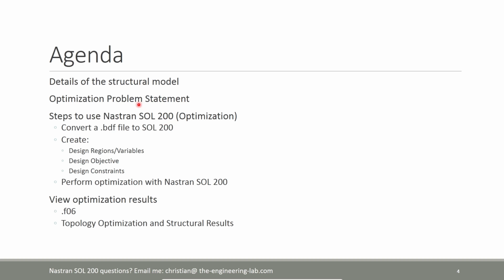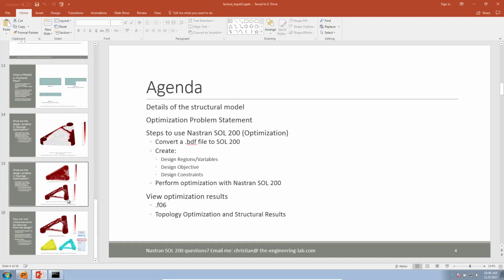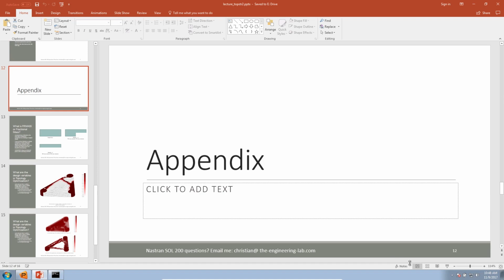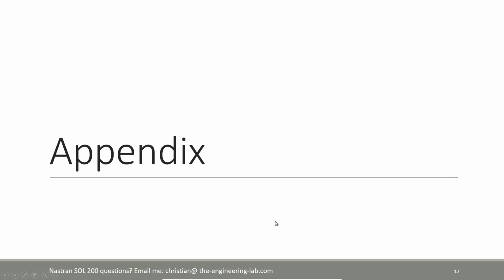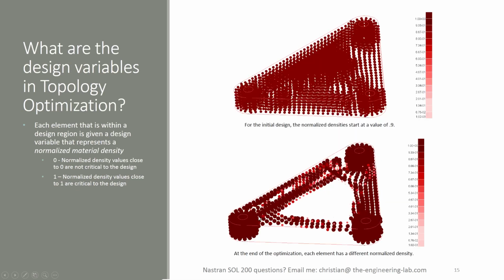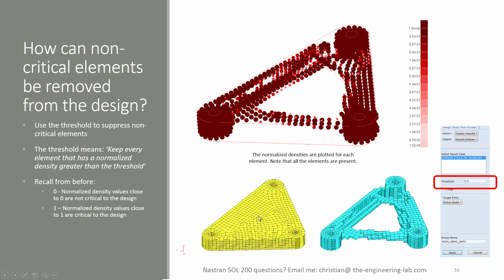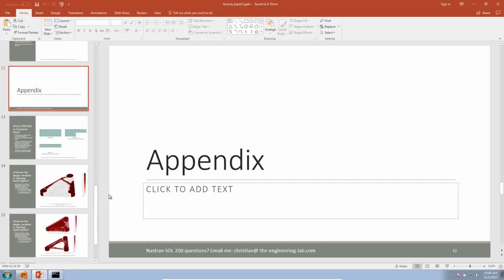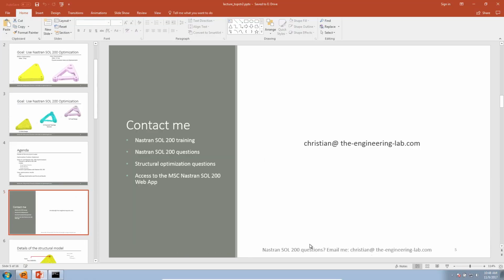So what are we covering today? I'm going to quickly cover the optimization problem statement. This is a summary of all the design variables, if you will, the objective and the constraints. I'll perform the optimization in Nastran, and then towards the end, we'll look at the results. One other thing we will be covering, and I'm holding off on this until the very end, there's some commonly asked questions regarding topology optimization. I will cover these towards the end of the presentation after our initial tutorial. So let's go ahead and jump into it.